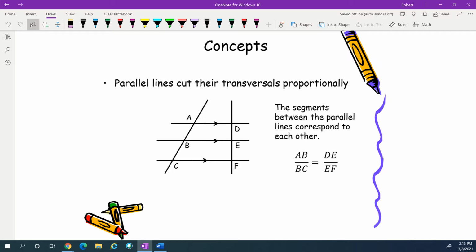Now, we're not saying that AB and DE are congruent. They come from different transversals. We are saying that they are proportional. They are the corresponding parts. The pieces between the parallel lines are corresponding parts.